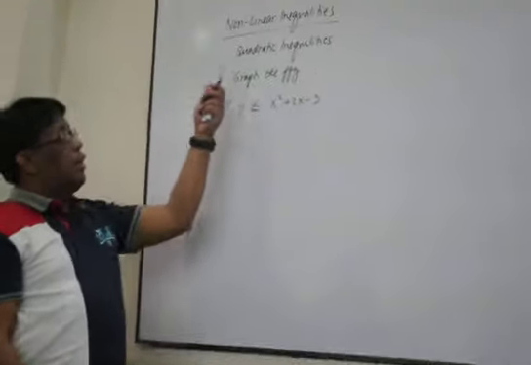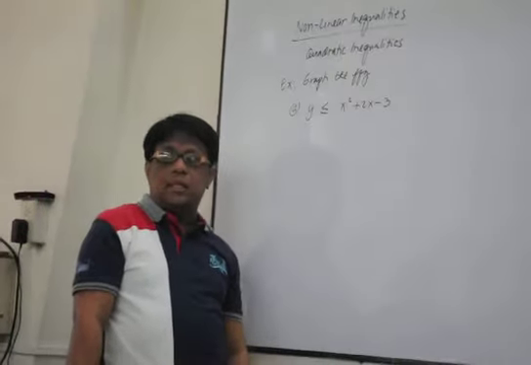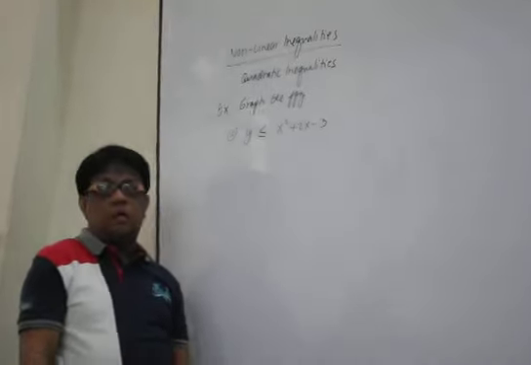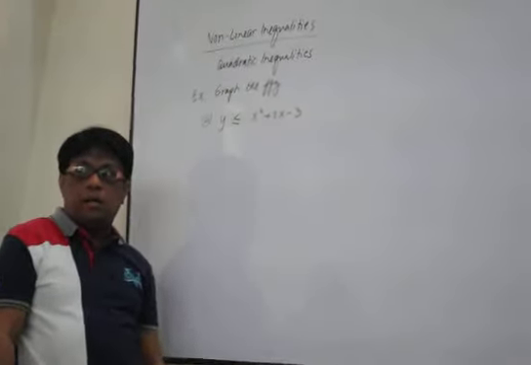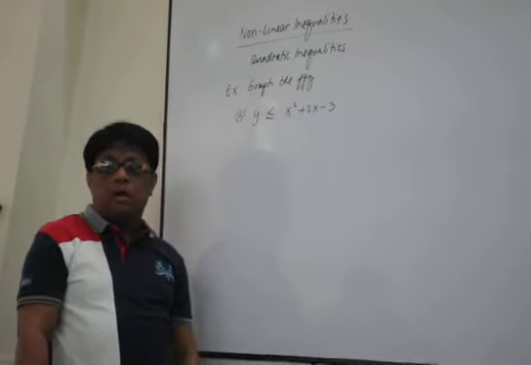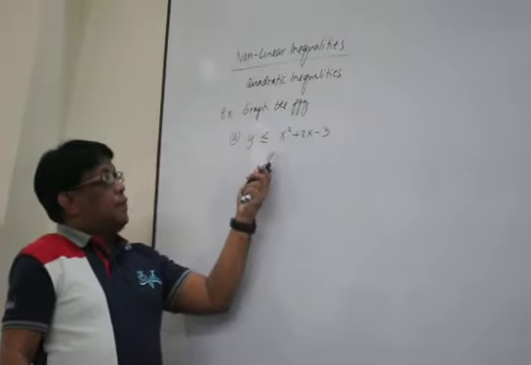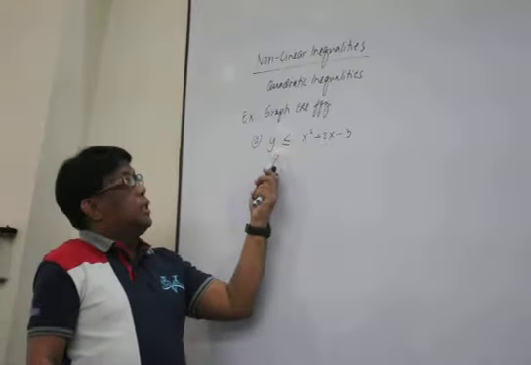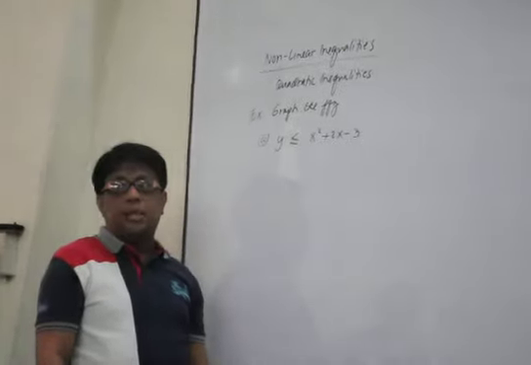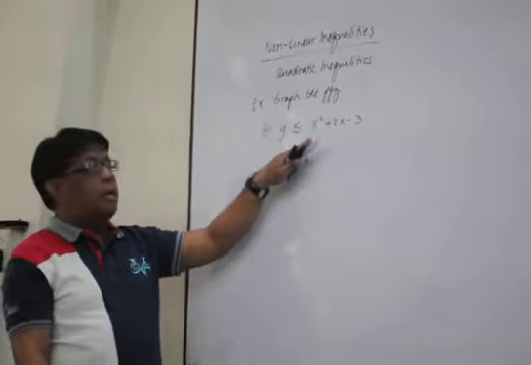Now, nonlinear inequalities. When we talk about nonlinear inequalities, it's a system of inequalities that contains quadratic or second degree equations, or second degree inequalities. For example, we have this inequality statement: y less than or equal to x squared plus 2x minus 3. As you can see, this is specifically a quadratic inequality.